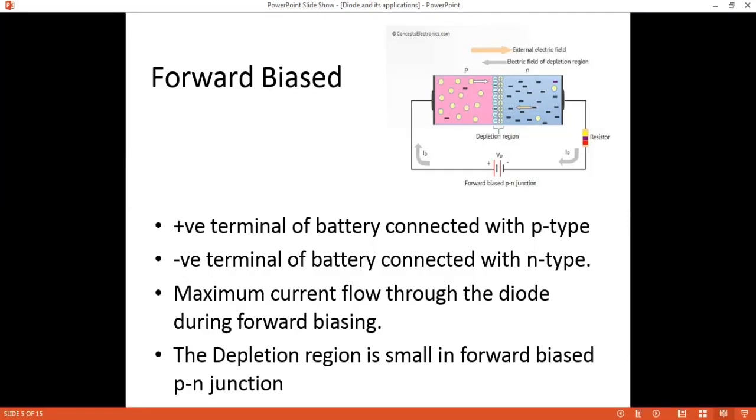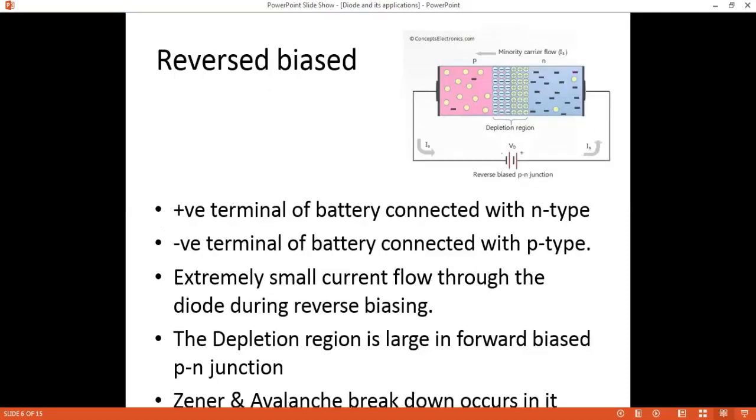Next one, reverse bias. What is the reverse bias? In this diagram, the P-type material consists of holes, the N-type material consists of electrons. The holes always carry positive charge. The electrons always carry negative charge. This is the fundamental truth of the circuit.